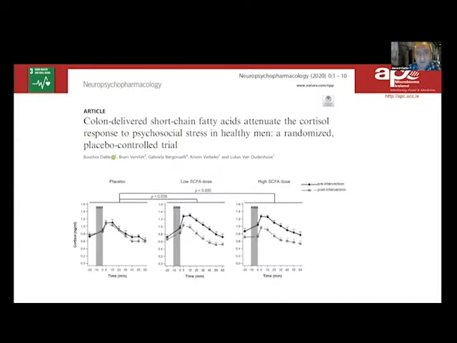And then the reason I wanted to focus on this study in particular was because of this recent elegant study in humans from Lucas van Oudenhoeve and colleagues, where they took a very neat approach in delivering short-chain fatty acids to the colon using a formulation-based strategy. And again, we're able to show in humans what has been previously demonstrated in the animal studies, that the short-chain fatty acids were able to blunt the cortisol response to a psychosocial stressor.